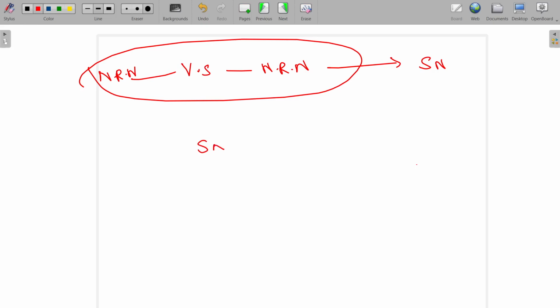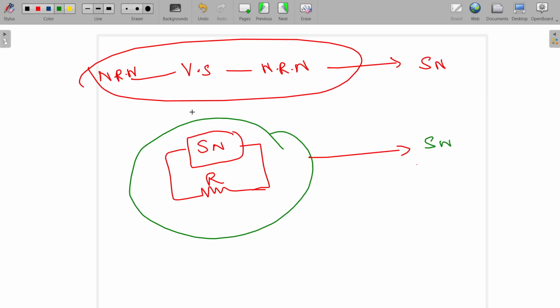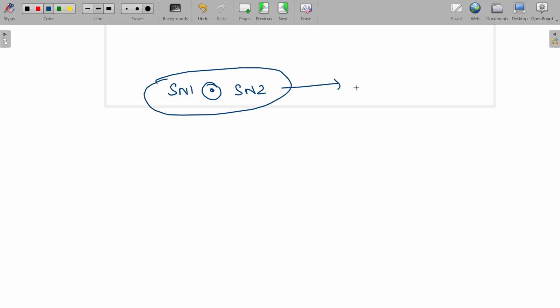And when you have a supernode, suppose you have any parallel path in which some elements are present, then you can combine these two and again you can name it as a supernode. The other thing is you may have supernode 1 and supernode 2. In between you have a common point. Then you can combine these two and this can be named as supernode.